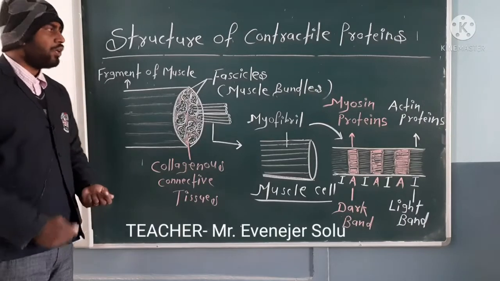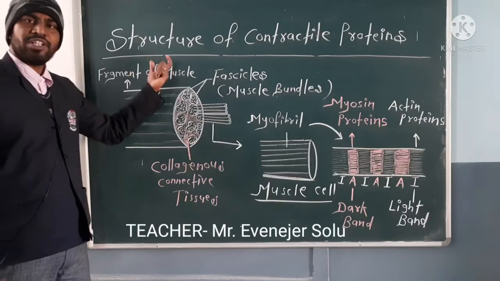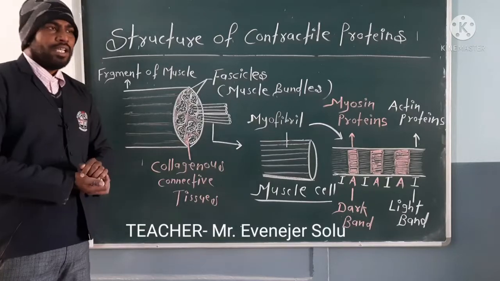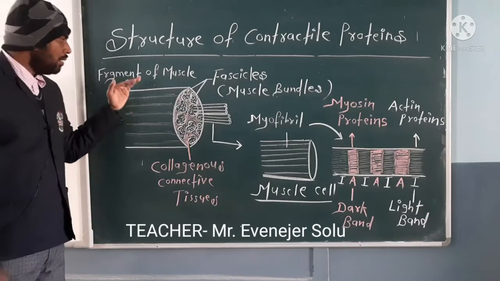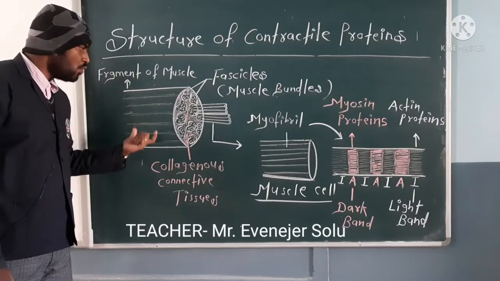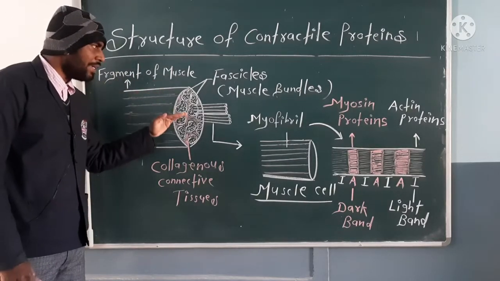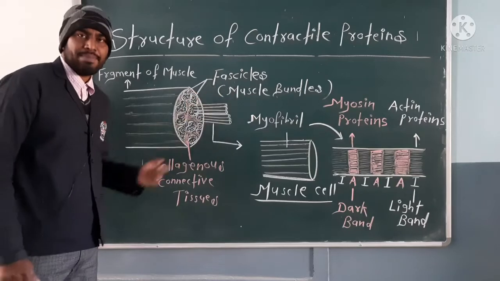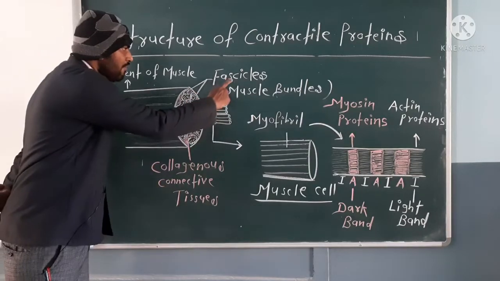Hello students, today we are going to study the next topic, that is the structure of contractile protein. If we study the microscopic observation of a fragment of muscle, we come to realize that a muscle is made up of a number of muscle bundles which are best known as fascicles.